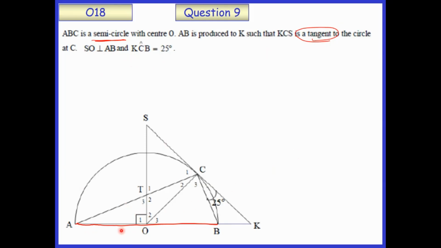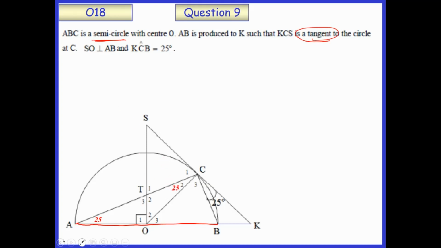And they start off by telling us that KCB is equal to 25 degrees. Now, if KCB is equal to 25, which angle will be equal to 25? CAB. A. Well done. Why is angle A equal to 25? Tan chord. Well done. Now I can see you guys starting to apply it. What else do we know?